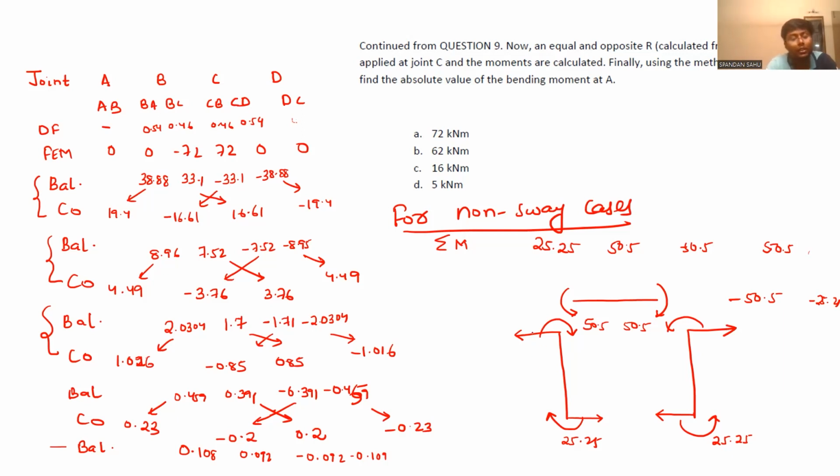What will be the value of those? It will be 50.5 plus 25.25 divided by the length of the member, that is 20 meters. This is 3.7875. And here it will be 3.7875. Here it will be 3.7875.